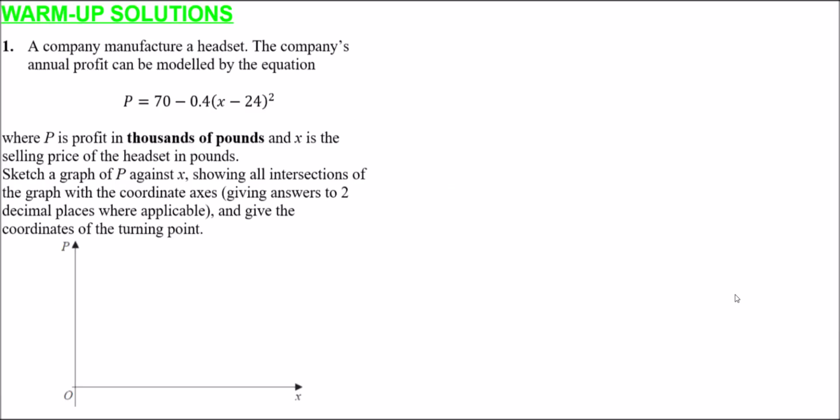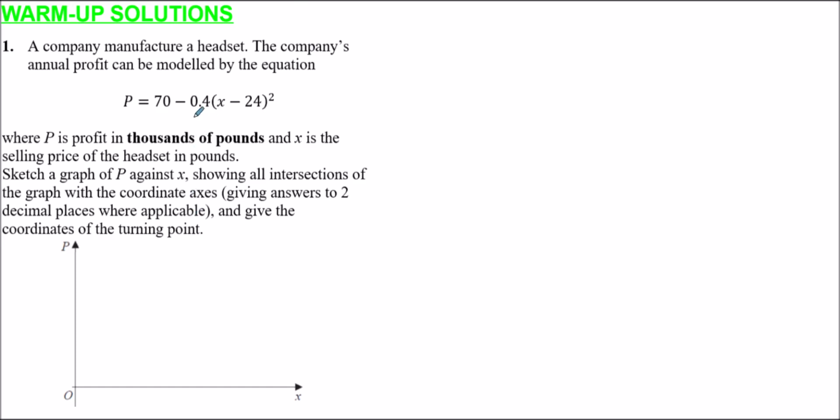So here we have a company that manufactures a headset. The company's annual profit can be modelled by this equation: P equals 70 minus 0.4 brackets x minus 24 all squared, where P is the profit in thousands of pounds and x is the selling price of the headset in pounds. Sketch a graph of P against x, showing all intersections of the graph with the coordinate axes, giving answers to 2 decimal places where applicable, and give the coordinates of a turning point. Well, there's quite a few things to be doing here.